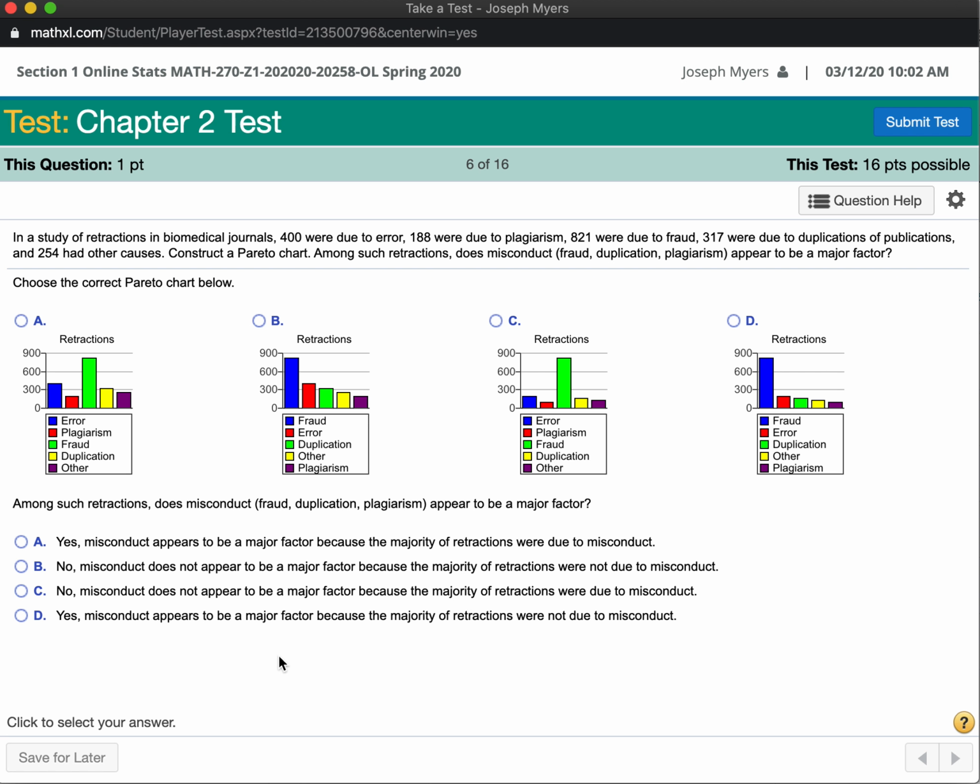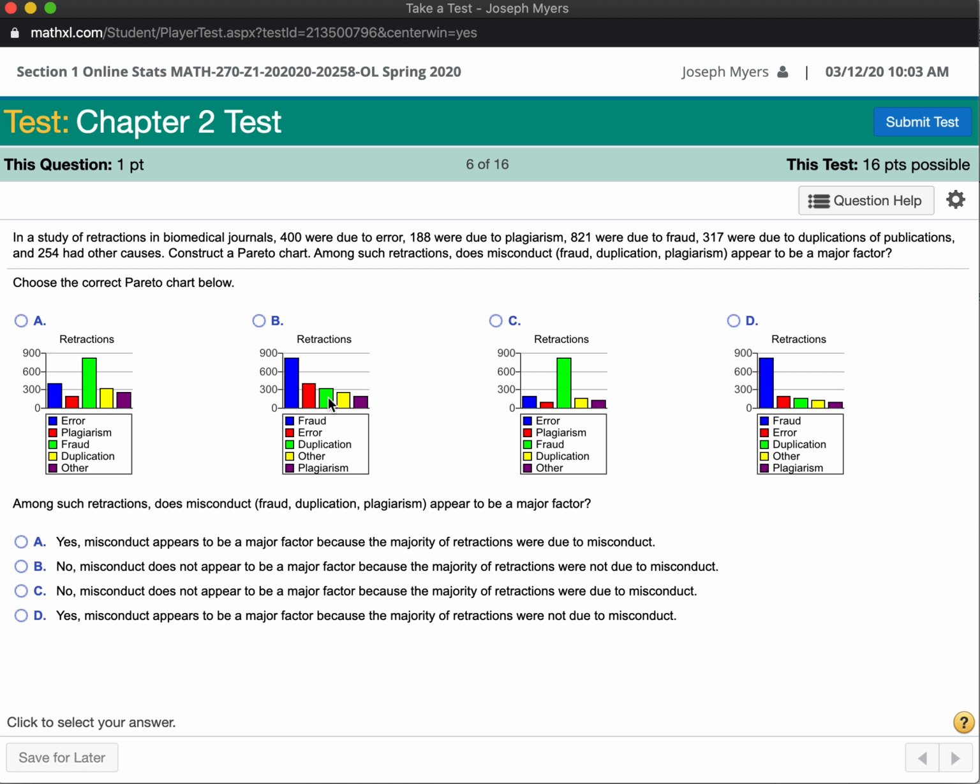In a study of retractions of biomedical journals, 400 were due to error. 821 were due to fraud. So fraud happens the most often. So it could be this one or this one. And then 400 were due to error. So 400 could be that one. The red one looks like it's higher than 300, so it could be 400.